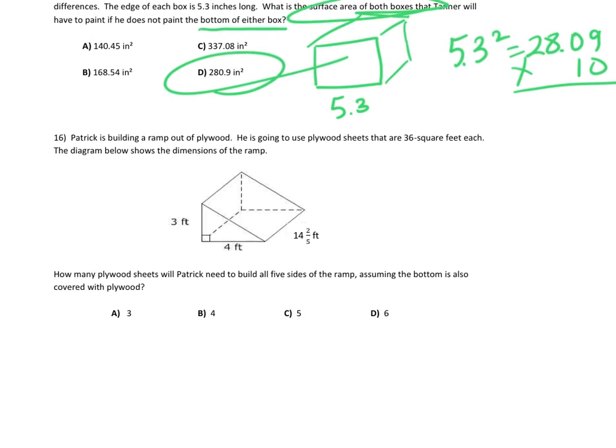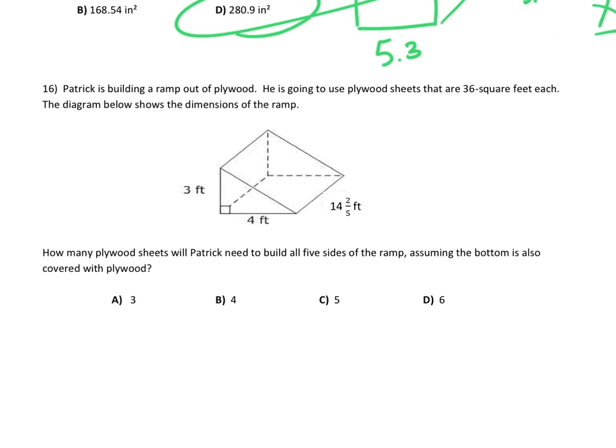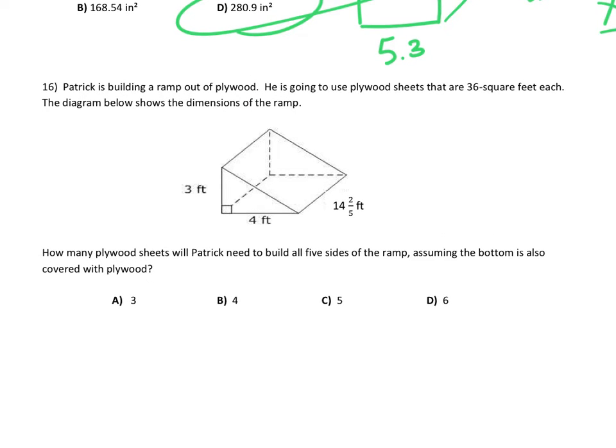Number 16, Patrick is building a ramp out of plywood. He's going to use plywood sheets that are 36 square foot. The diagram below shows the dimensions. How many plywood sheets will Patrick need to build all 5 sides of the ramp, assuming the bottom is also covered in plywood? Okay, so we need to do total surface area. Perimeter times height plus 2 times B, okay?